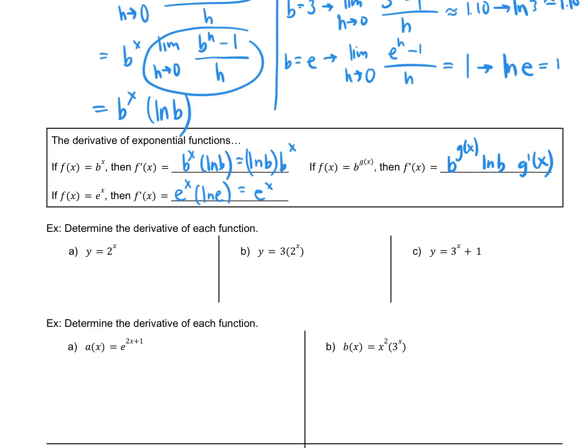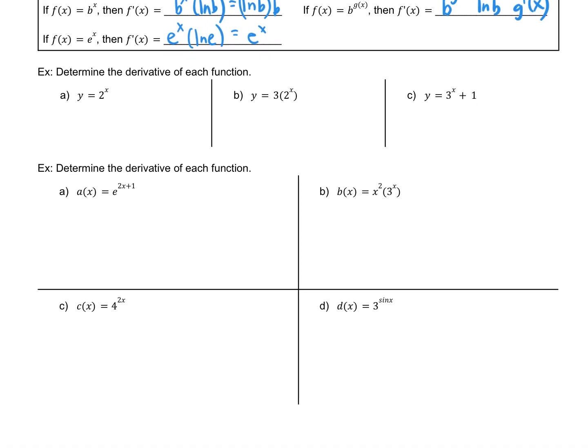So now let's try actually taking some derivatives. If I have y equals 2 to the power of x, y prime is going to be, I'm just going to put the ln out in front, so ln 2 times 2 to the power of x. For the next one, 3 times 2 to the power of x. The coefficient of 3 doesn't affect anything really, so it's just going to be 3 times the derivative that we already found.